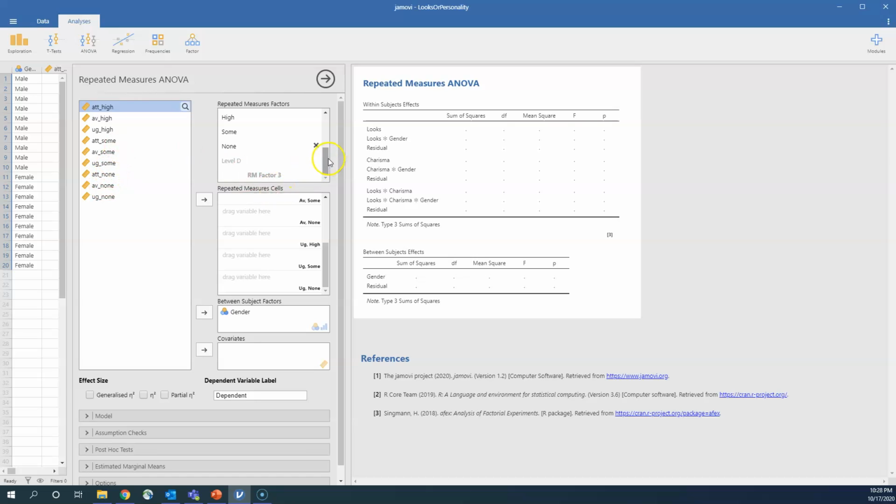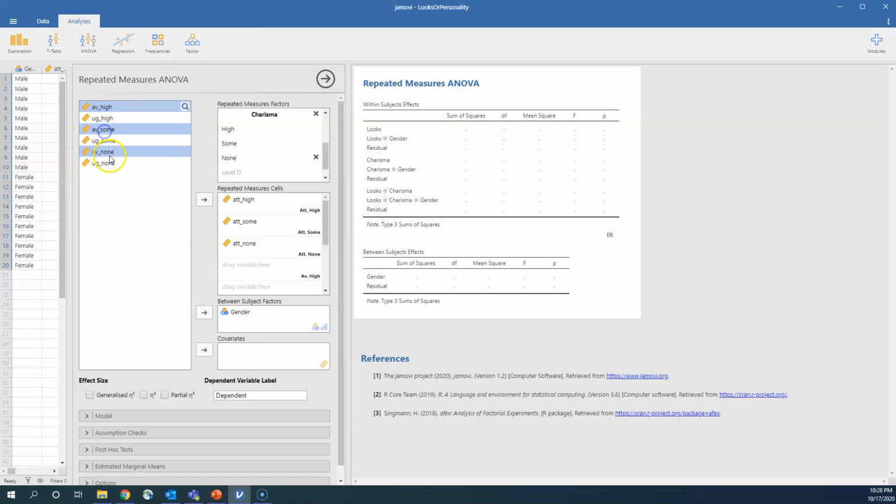If I had put in charisma first and then looks, then you can see that it would have fleshed out for me a list that was in combination as the exact same order as my variables were over here. But as it is, I'm just going to take these 3 attractiveness variables, high, some, and none, and put them over first. You can see that where they put them was attractive high, attractive some, attractive none, so they match correctly.